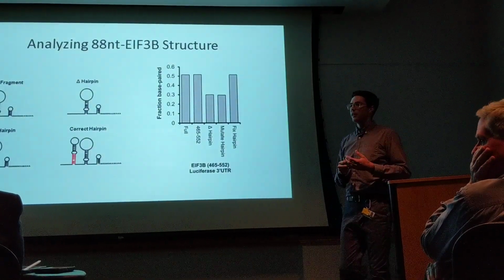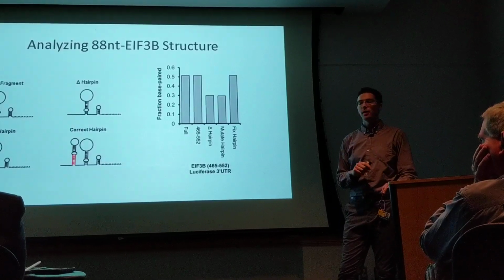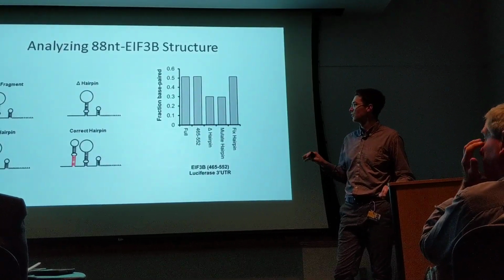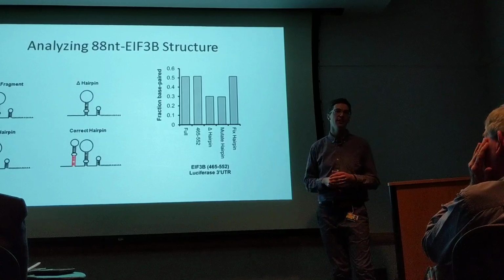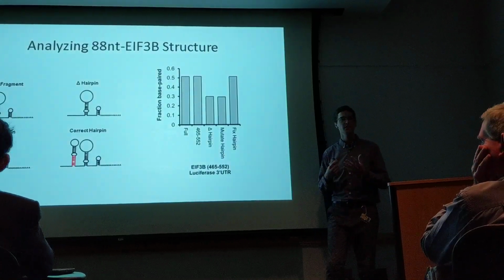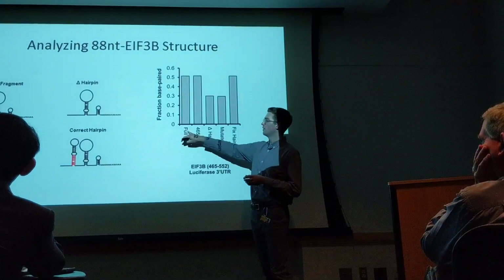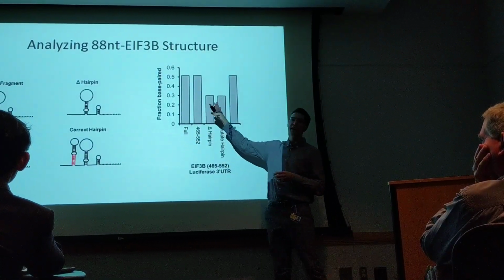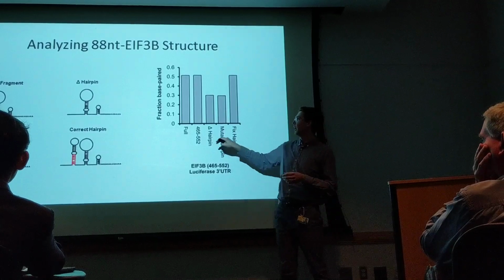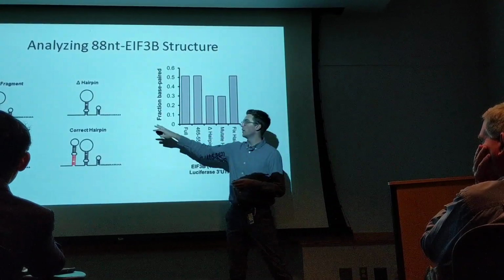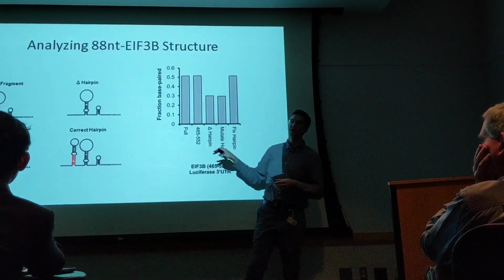So to better explore this base pairing phenomenon, and whether it is responsible, I could take that little 88 nucleotide fragment I've been talking about earlier and do some more manipulations to it to disrupt the base pairing. When you have the full 88 nucleotide wild type, you see very high levels of base pairing. But when you delete one of the hairpins, you can drastically reduce it.